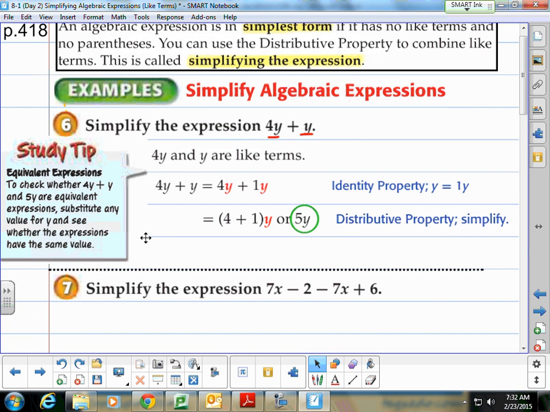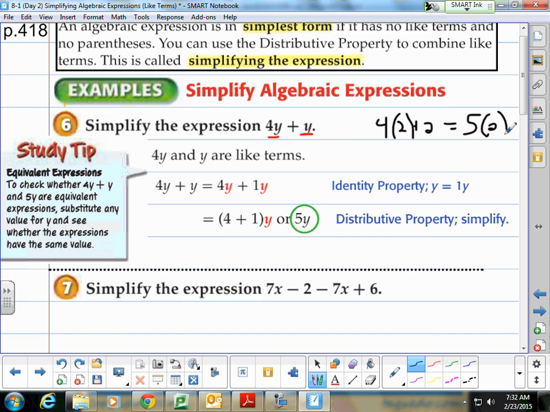There's a little note on the side to check whether 4y plus y and 5y are equivalent: substitute any value for y to see if they match. So you could do a double check. What they mean is you could pick 2, so 4 times 2 plus 2 is equal to 5 times 2. If you're plugging in for every y, then you should end up with both sides equal. So we get 8 plus 2 is equal to 10, and 10 is equal to 10. So that would be the same as 5y, is what they mean.